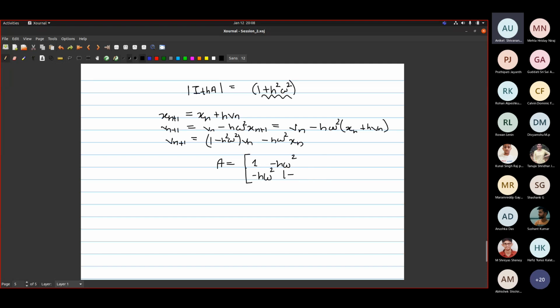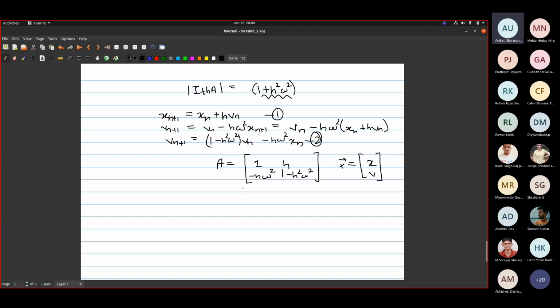Okay, wait, sorry, this is my bad. We look at this equation and we look at this equation. Then it settles. This becomes h, this becomes 1, this becomes h, this becomes minus h omega squared, and this becomes 1 minus h squared omega squared. And our vector x, this is just xv.